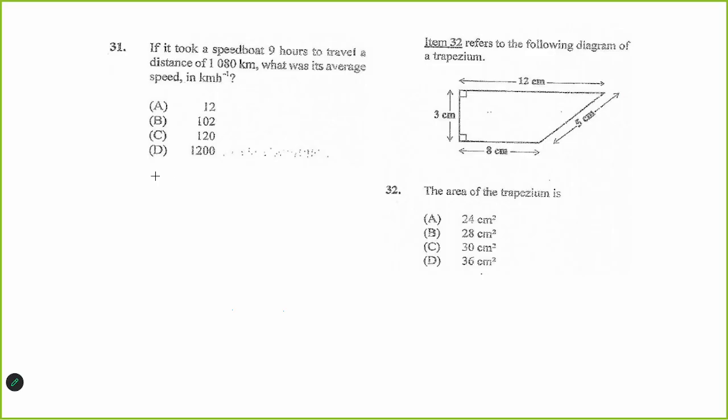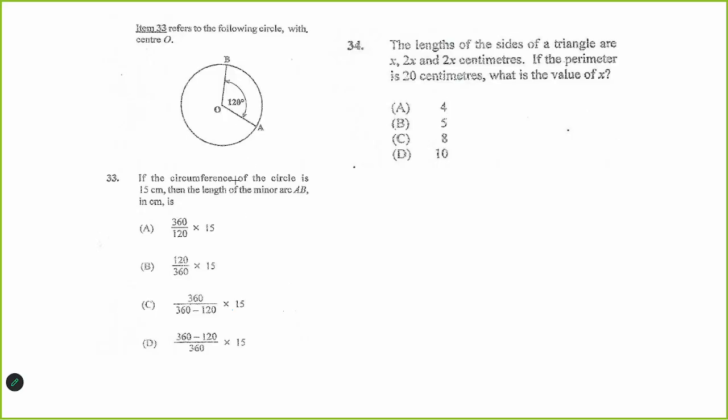Alright, this one here, speed of the boat 120. This one here, area of a trapezium was 12 and 8 is 20. 20 by 3 times a half, that is 60 times a half is 30, so it's C. This one here would be, the minor would be 120 over 360 times the length, which is 15, which is B. This one here, 5X is 20, so X would have been 4.